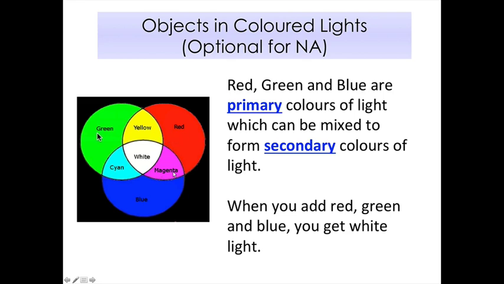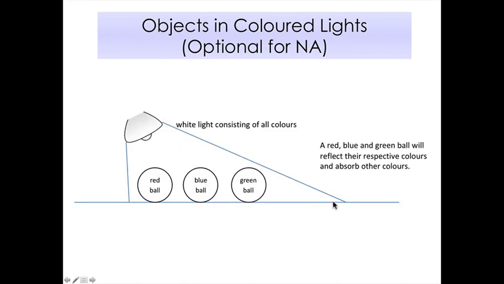And if I mix the primary colors, you get secondary colors. So for example, green and red form yellow, blue and red form magenta, and green and blue form cyan. So cyan, yellow, and magenta are considered secondary colors. And if you add all three primary colors together, you'll form white. So why is this useful?